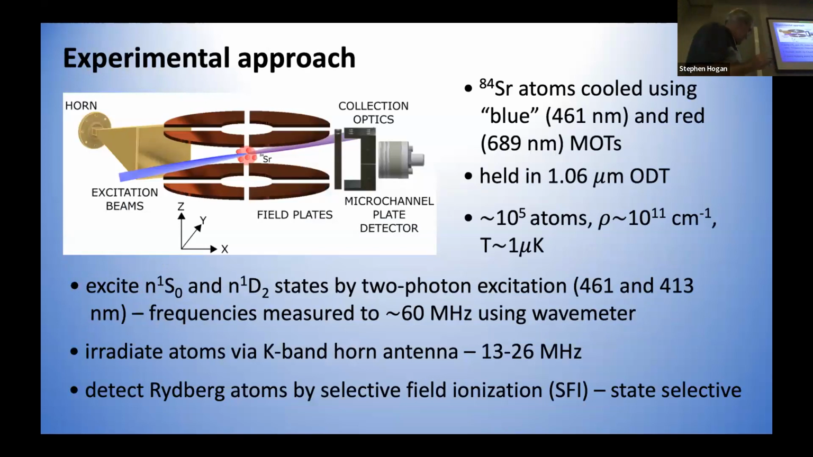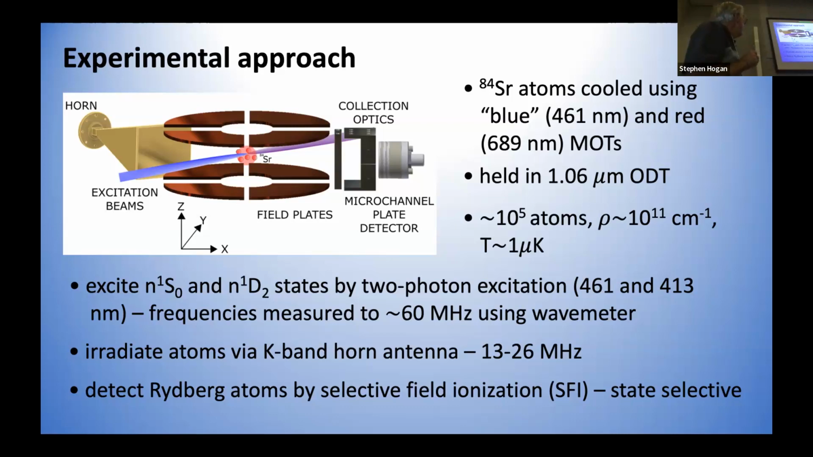So the way we do this is we use the following apparatus shown here. We start out by creating a cloud of cold 84 strontium atoms, and they're made using the usual cooling methods for strontium, where you have a broadband blue MOT and then a red narrow-line MOT. We then load those cold atoms into an optical dipole trap, and we end up with about 10^5 atoms, densities of about 10^11, and temperatures of about 1 microkelvin.